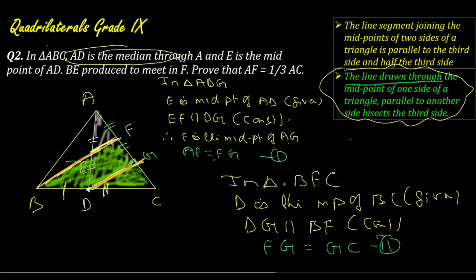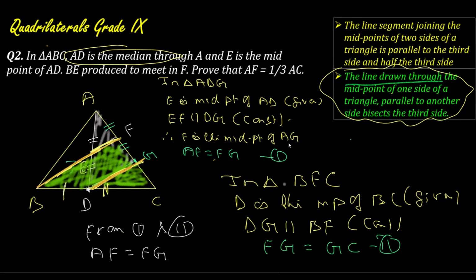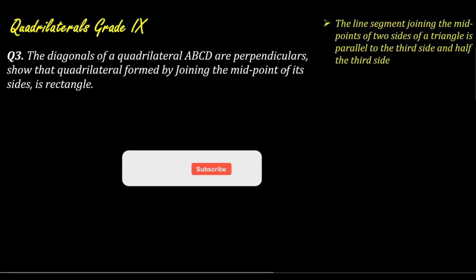Now from these two equations, what do you conclude? From equation 1 and equation 2, you can see that AF is equal to FG and FG is equal to GC. So that means AF is equal to FG is equal to GC. And hence we will say that AF is one-third of AC. And that's how this question will be done. Now moving to the next question.